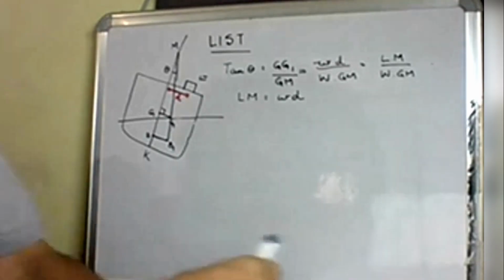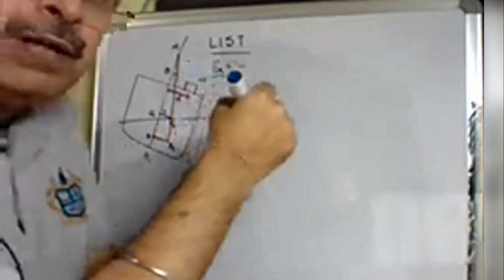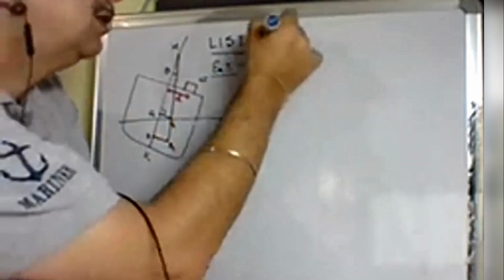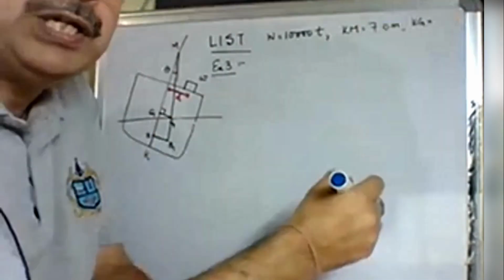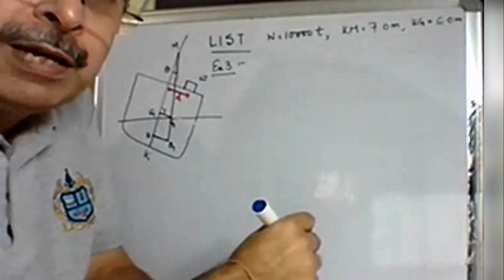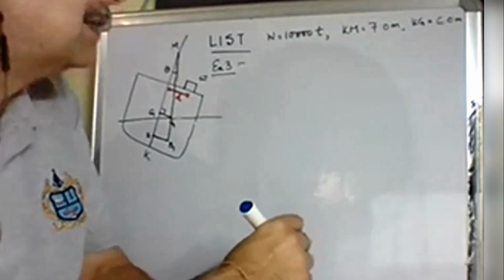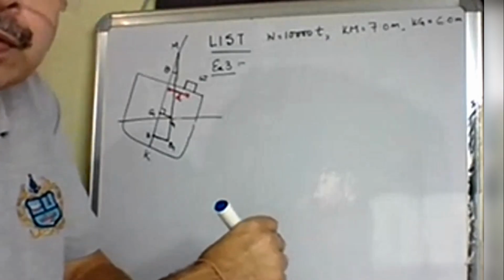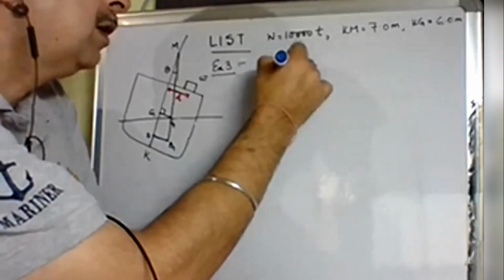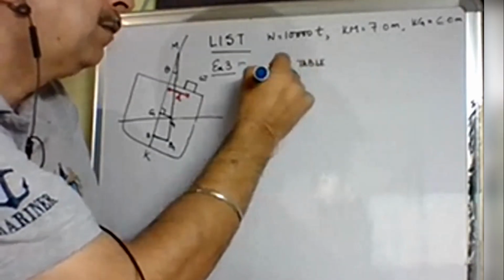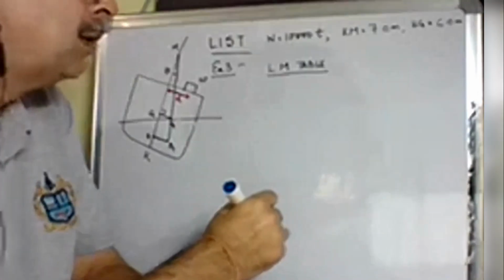Okay, so I'm starting off with example 3. We have a ship displacement 10,000 tons, KM 7 meters, KG 6 meters, and she is doing multiple operations. We have to find out the final list after those multiple operations. So we make a table, the listing moment table, or list table.